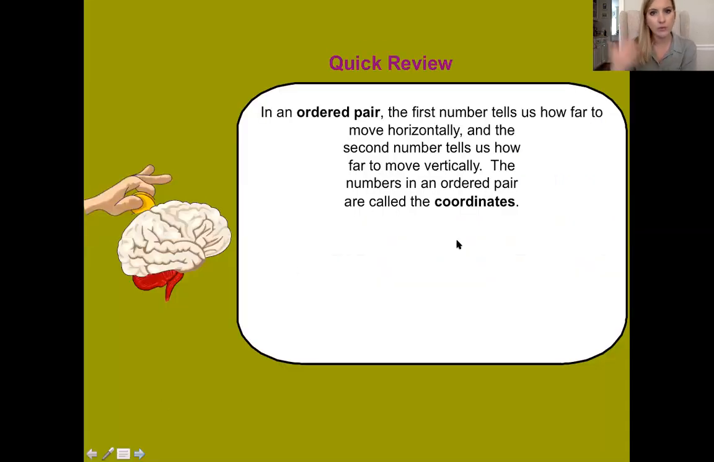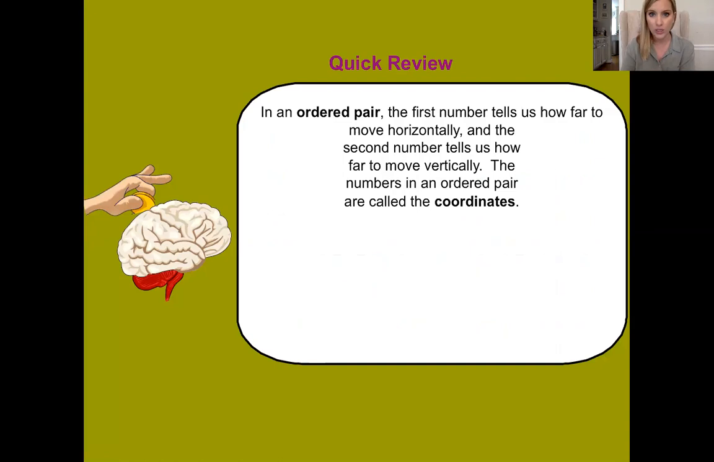All right, so quick review. In an ordered pair, the first number tells us how far to move horizontally, and the second number tells us how far to move vertically. And the numbers in an ordered pair are called the coordinates, and they fall on a coordinate grid that kind of looks like a map. You could also call it a coordinate plane.